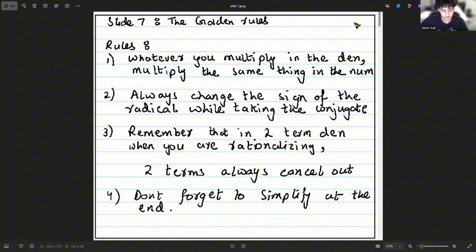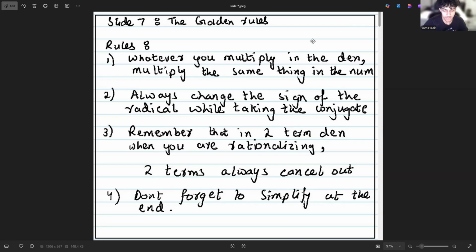So now to wrap this all up, we're going to talk about the golden rules. That's what I'm going to call them, the golden rules. So rule number one, we're just going to start straightforward: whatever you do to the bottom, you must do to the top. This is the golden rule of fractions that we've learned from a long time ago.